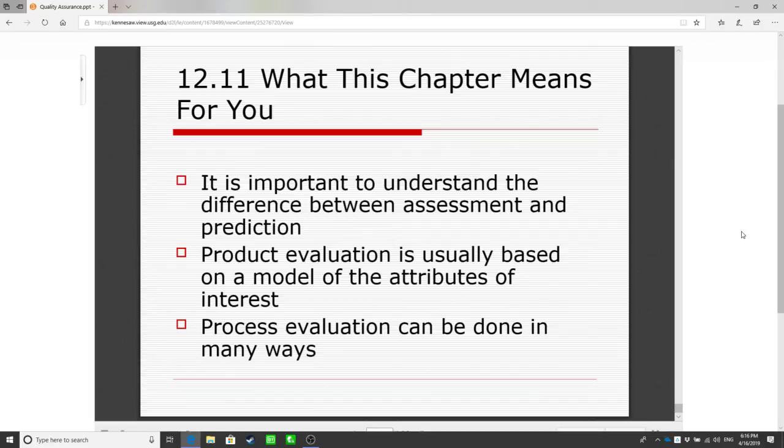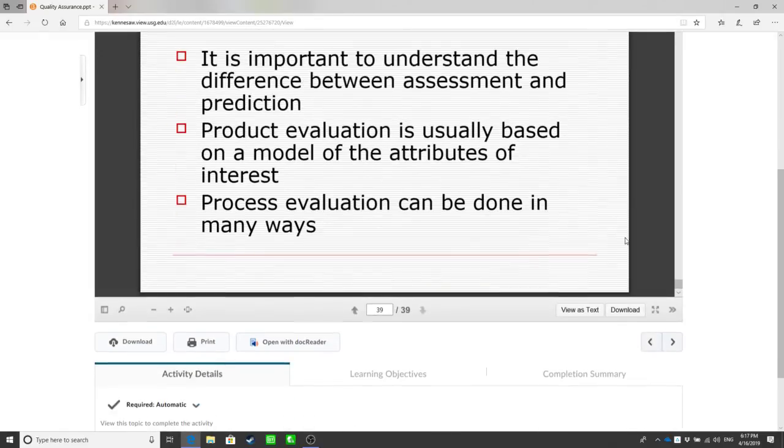Process evaluation can be done in many ways. What we focused on today is CMM. What does CMM stand for? Capability Maturity Model. And it has 5 levels. All right, that's it for today. Thank you very much.